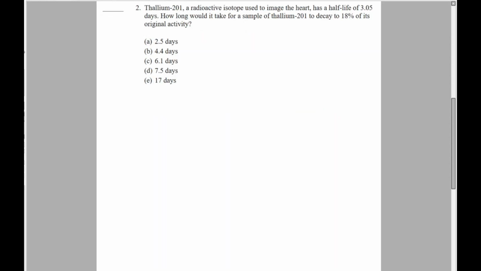Question 2. Thallium-201, a radioactive isotope used to image the heart, has a half-life of 3.05 days. How long would it take for a sample of thallium-201 to decay to 18% of its original activity? This is a classic half-life decay question, and if you remember, half-life decay follows first-order kinetics. So there's a specific equation that is associated with that.